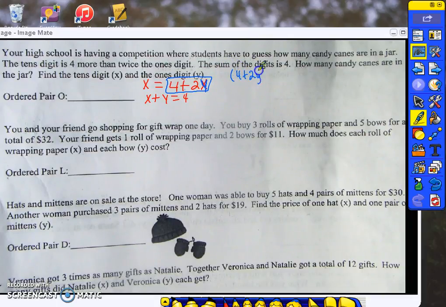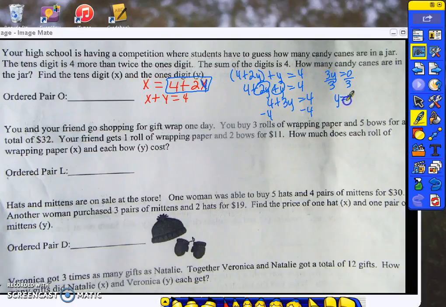4 plus 2y plus y equals 4. I can't combine like terms, I can't distribute anything, so I'm just going to rewrite it without the parentheses, because it's already simplified. 4 plus 3y. Subtract 4 from both sides. 3y equals 0. A lot of people will say at this point that there's no solution, but the only time you can come to that conclusion is if the variable cancels itself out. It doesn't cancel itself out, so divide by 3. 0 divided by 3 is 0, so the value of y is 0.